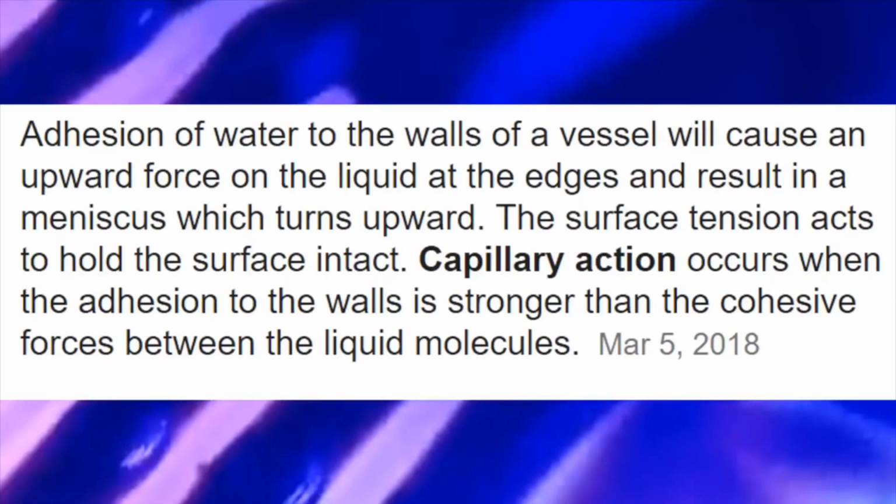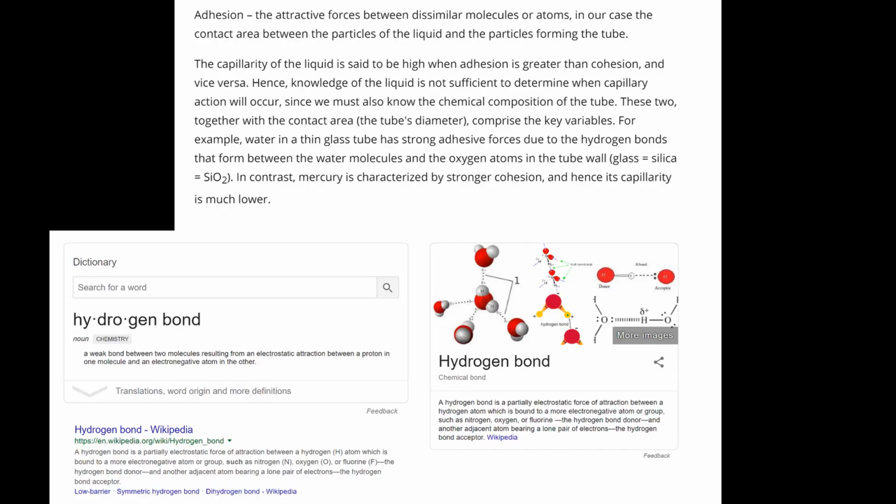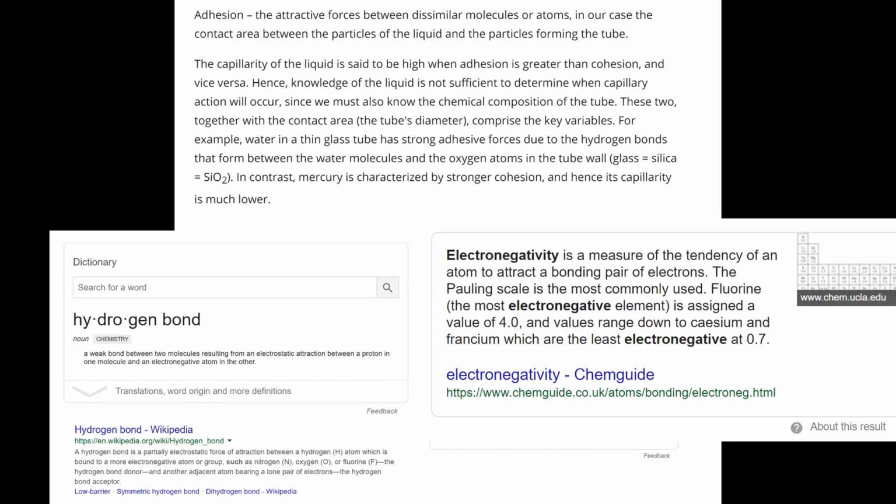Adhesion of water to the walls of a vessel will cause an upward force on the liquid at the edges and result in a meniscus which turns upwards. The surface tension acts to hold the surface intact. Capillary reaction, magical, occurs when the adhesion, the glue, to the walls is stronger than the cohesive forces between the liquid molecules. So basically saying magical glue moves it upwards. Well, no, otherwise you're denying the cohesive and adhesive properties of water. Oh, you mean the electrostatic and electronegative electrical bonds. That's what you mean, right?